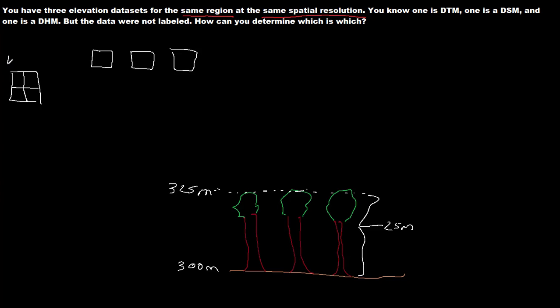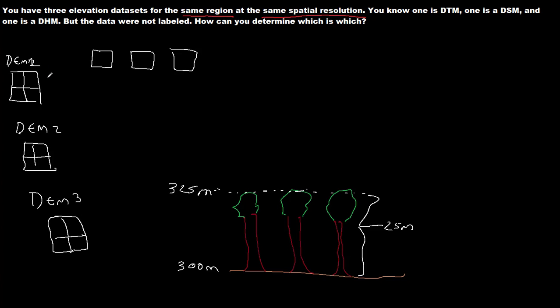So this would be DEM1, DEM2, and DEM3. I want everyone to be perfectly clear what we're doing here. If we were to look at this pixel in all three images, because they're the same region and the same spatial resolution, these three pixels should overlap each other. They should be the same thing.